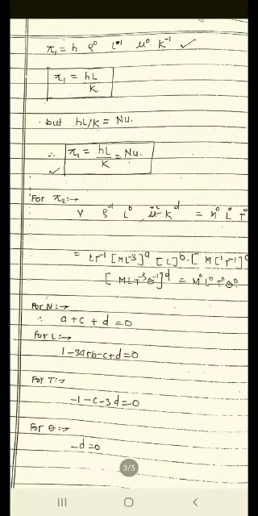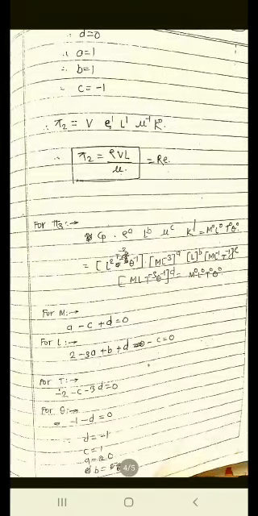Similarly, we are going to calculate the second variable, that is pi 2, in terms of rho, L, mu and K, and similarly as that for pi 1, we will get this equation: A plus C plus D is equal to 0; for L, 1 minus 3A plus B minus C plus D is equal to 0; and for T, 1 minus 1 minus C minus 3 plus D is equal to 0; minus D is equal to 0. And if you solve these equations, you will get pi 2 is equal to rho VL divided by mu, and this rho VL divided by mu is nothing but the Reynolds number.